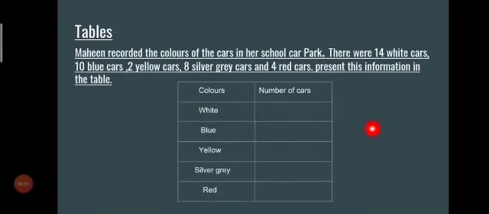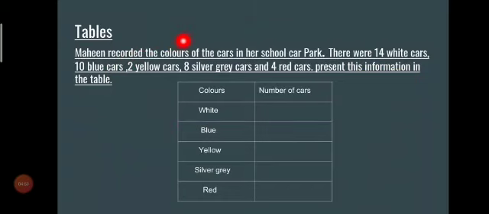We are going to start from data handling. Tables. I have data. Maheen recorded the colors of the cars in her school car park. There were 14 white cars, 10 blue cars, 2 yellow cars, 8 silver cars, and 4 red cars. Present this information in a table.